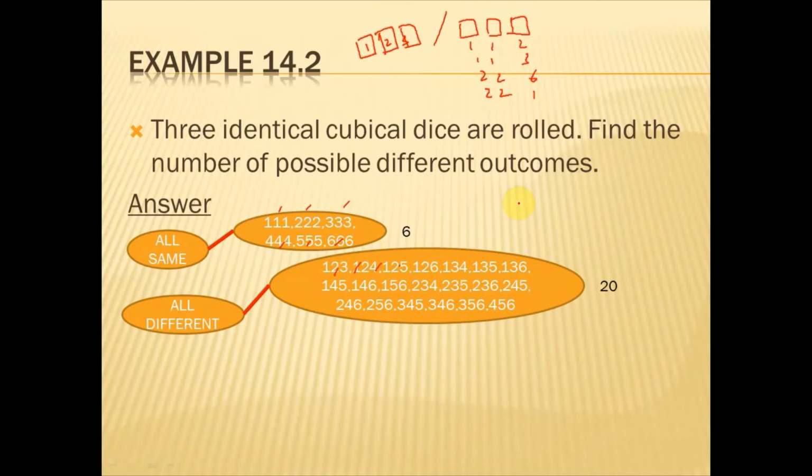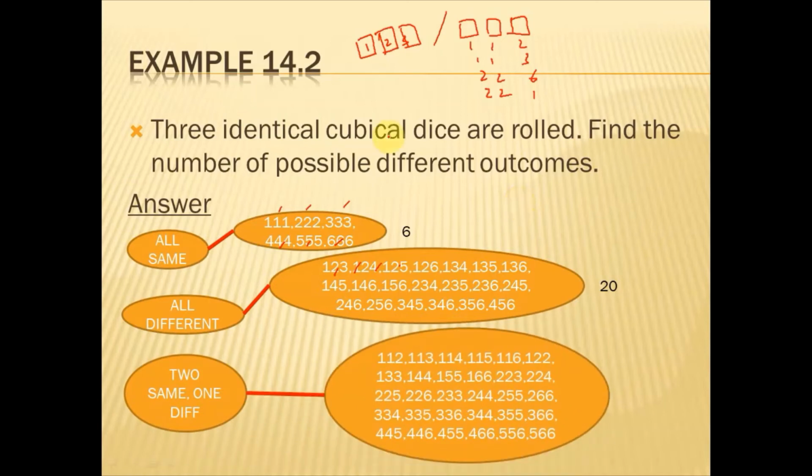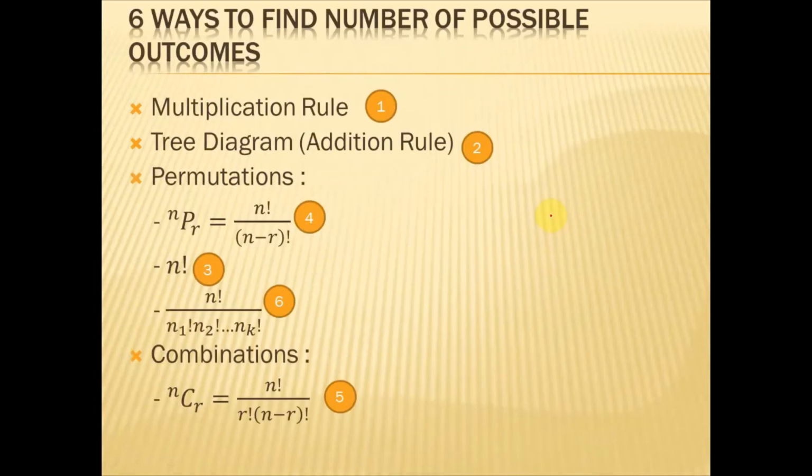And then we list down when 2 are the same and 1 is different. These are the outcomes: 1, 1, 2, 1, 1, 3, 1, 1, 4, 1, 1, 5, 1, 1, 6 or 2, 2, 1, 2, 2, 3, 4, 4, 1 and so on. So this means 2 same and 1 different. If you count all of them, you will have 30. And then the total number of different outcomes would be 6 plus 20 plus 30, which is 56 different outcomes. Okay, next.